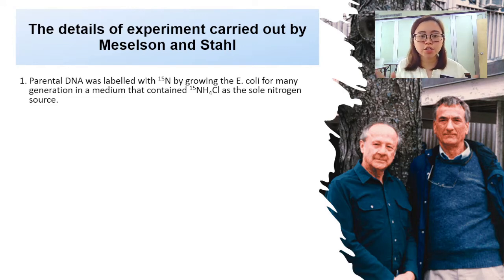So the original strand was labeled with 15N by growing E. coli bacteria for many generations in a medium that contained 15NH4Cl as the sole nitrogen source.